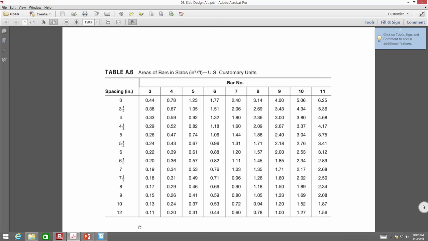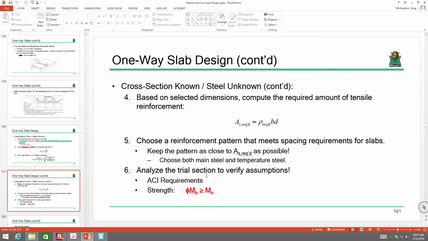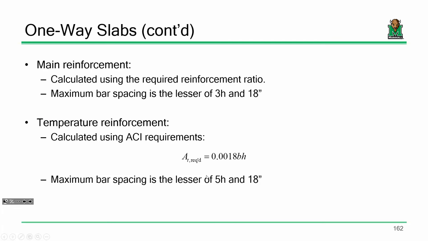There's a couple other things I need to mention, and then we'll get into an example. When it comes to our main reinforcement, we select it based on our required reinforcement ratio and a pattern that makes sense out of that table. That being said, we have to make sure that whatever bar spacing we pick, it has to be the lesser of 3H and 18 inches. Just because you select an economical reinforcement pattern, it doesn't mean it meets spacing requirements.